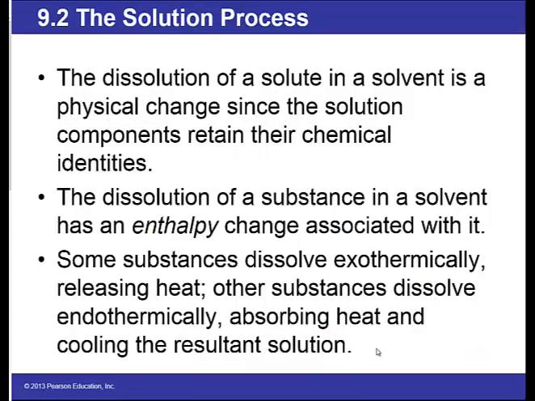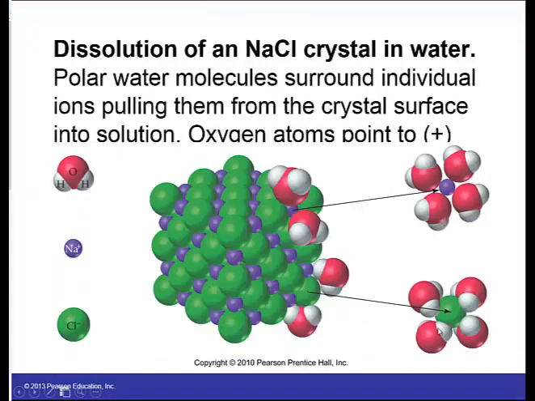So the dissolution of a solute in a solvent is the physical change that's called dissolving. This is our dissolving process. The components retain their chemical identities, so you haven't changed the salt even though it's dissolved and the ions are separated here. If we evaporate off the water, then the salt will recrystallize and reform this crystal lattice into the solid form. It's just dissolved now into an aqueous state.